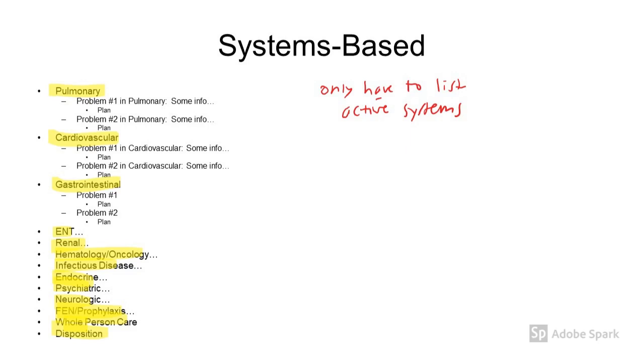So you can have pulmonary, and you would put a problem number one under pulmonary with the plan, and problem number two in pulmonary with the plan, and then go on to cards with the problems underneath that, and then GI with the problems underneath that, ENT, and so forth to the rest of the systems listed here.